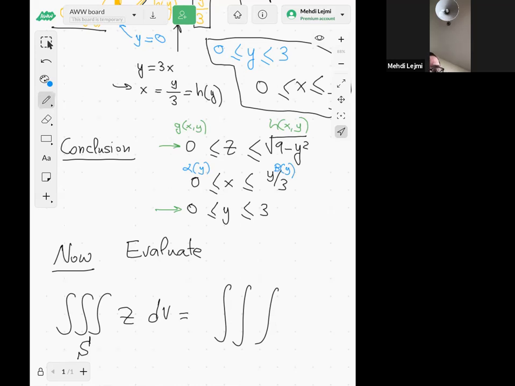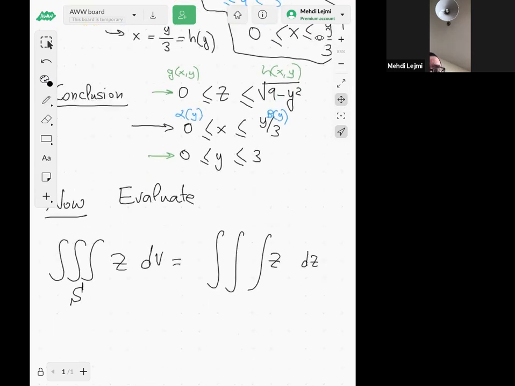So then I have to integrate first with respect to z, right? So I have my function z, of course, first. Now the volume element, so I integrate first with respect to z, and then with respect to x, right? Because x is supposed to be between functions of y. And then the last integral would be with respect to y, because y is between two constants. So it's dx here, and then dy.